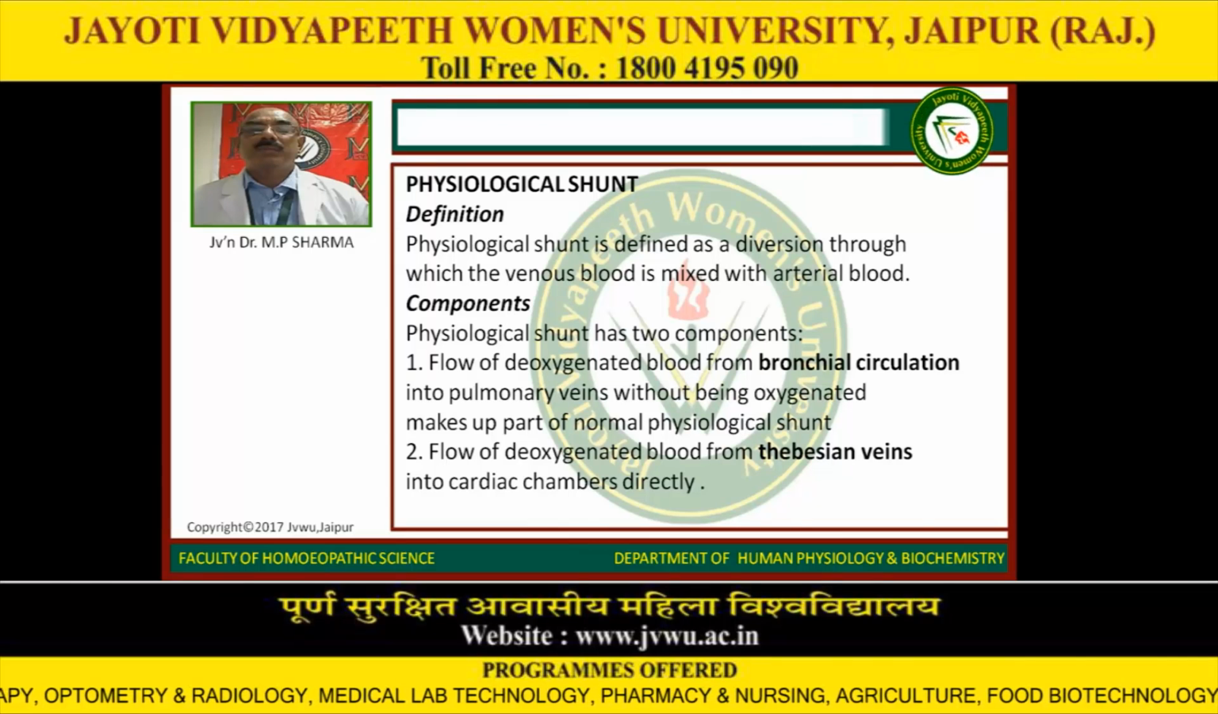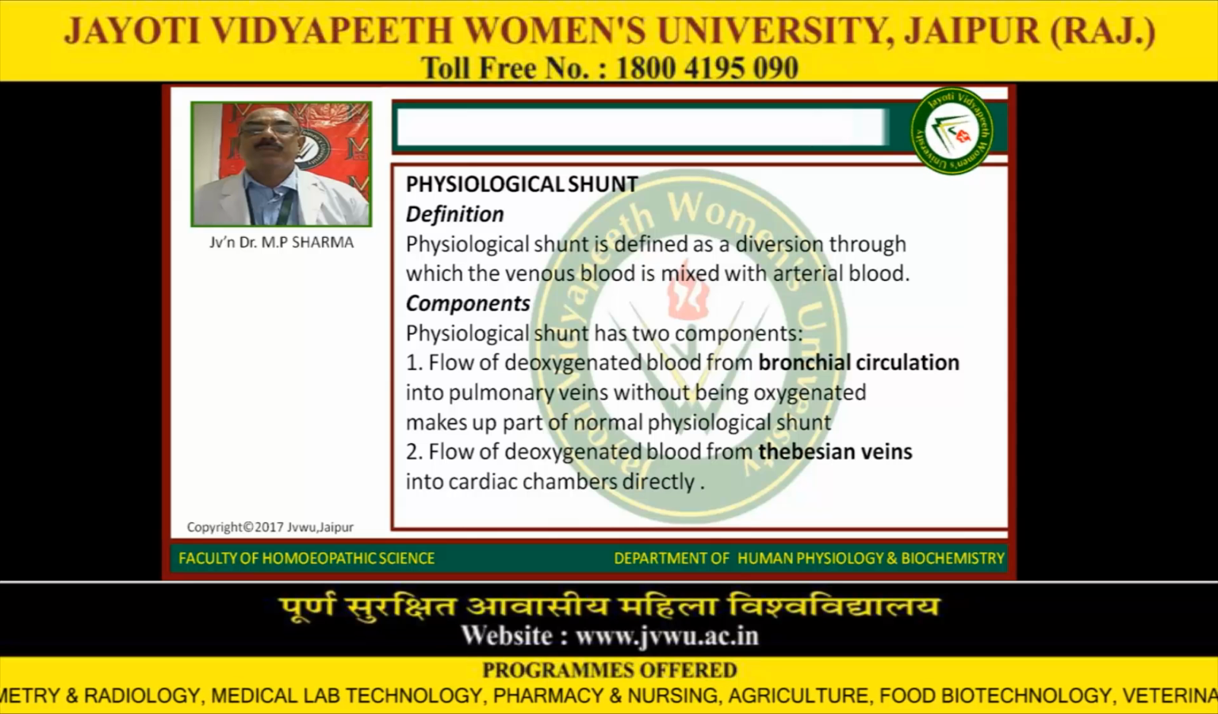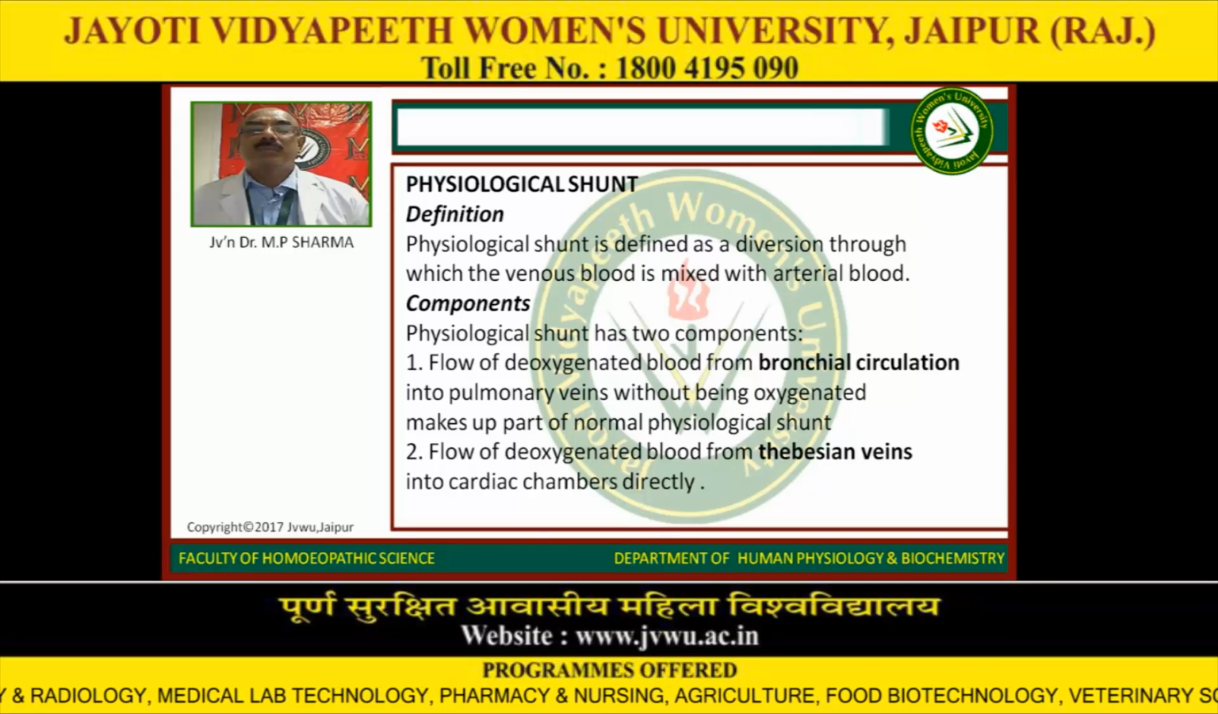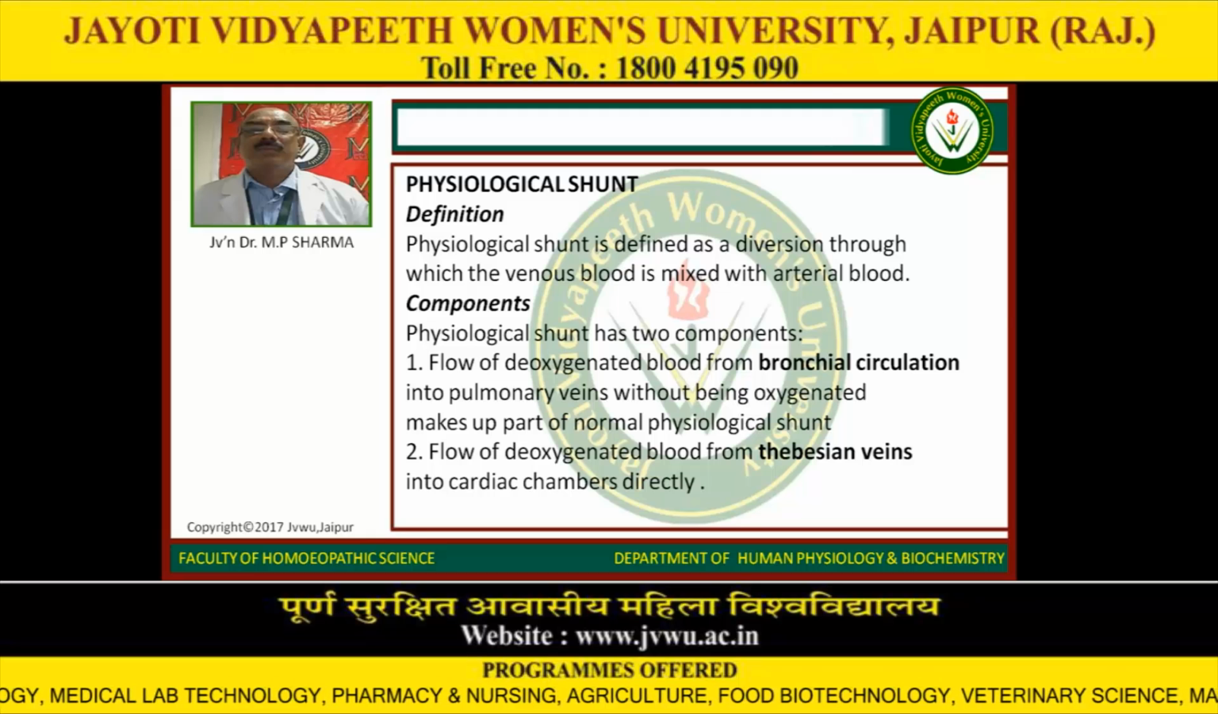Now, physiological shunt. Physiological shunt is defined as a diversion through which venous blood is mixed with arterial blood. Components: physiological shunt has two components. Number one, flow of deoxygenated blood from bronchial circulation into pulmonary veins without being oxygenated. It makes up part of the normal physiological shunt. Number two, flow of deoxygenated blood from the Thebesian veins into the cardiac chamber directly.